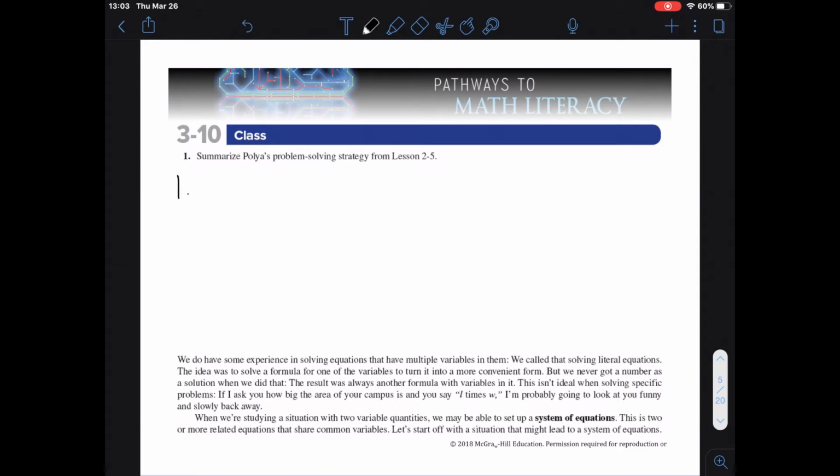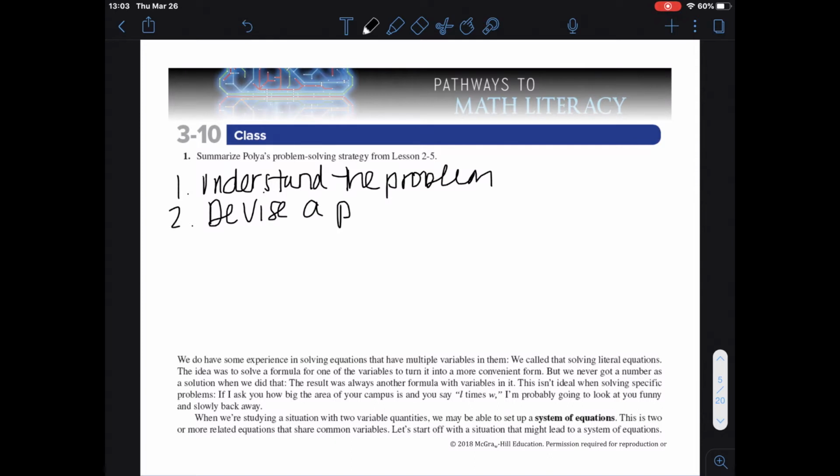The first thing you always want to do is understand the problem. The second thing you're going to do is come up with a plan. The third thing is you actually carry that plan out. And the fourth thing, you're going to check if possible. It could be mathematically, plugging it back in if that's feasible, or it could be just seeing if it's a reasonable answer.